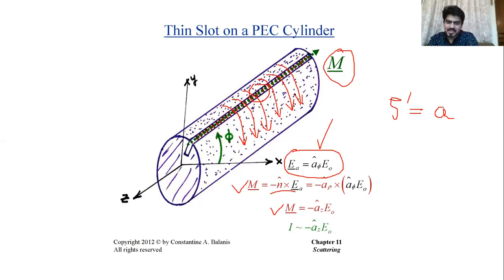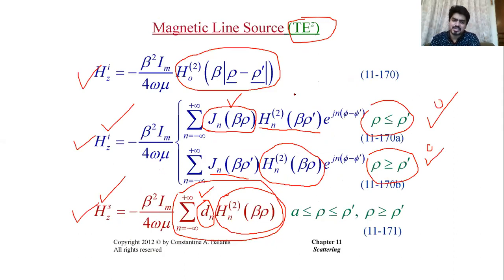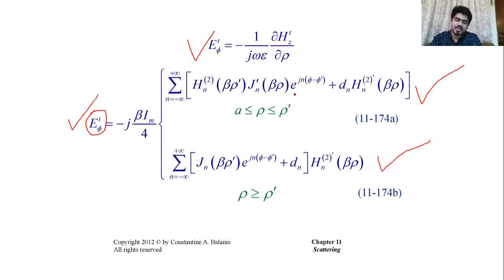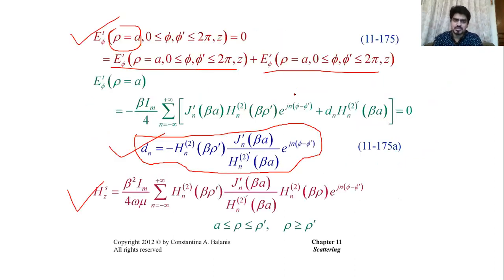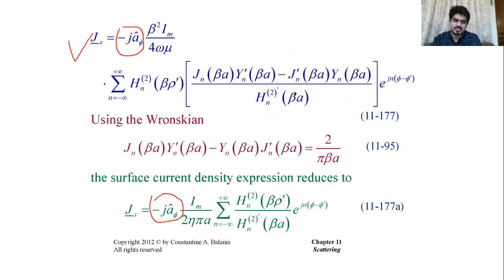And from that, we can find the scattering from your structure. We have already derived H total and E total. Once we have H total and E total, what can we do? Since we have H total here, if we want to find the scattered field in the far field, what will we do? We will apply the asymptotic expansion for the Hankel function. So let's go to this surface current density.